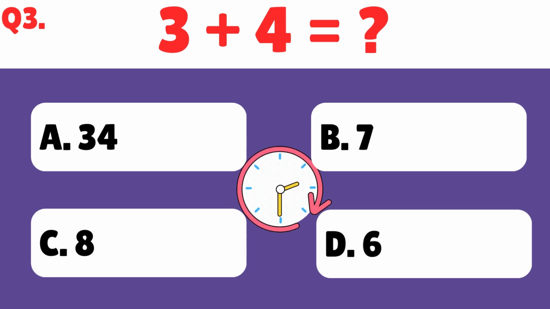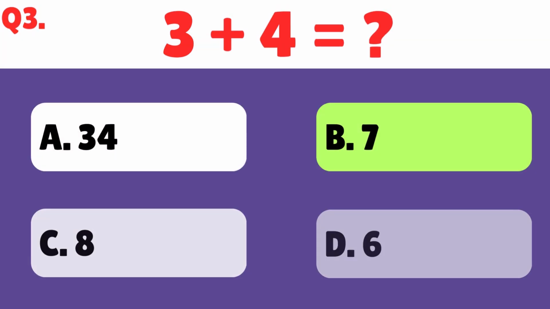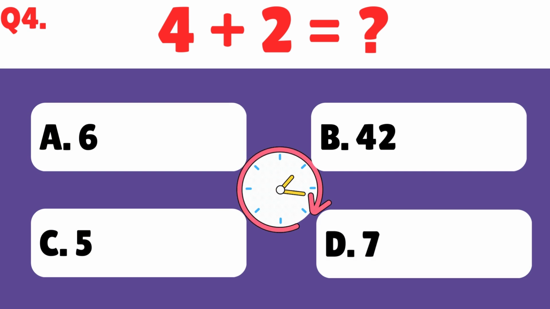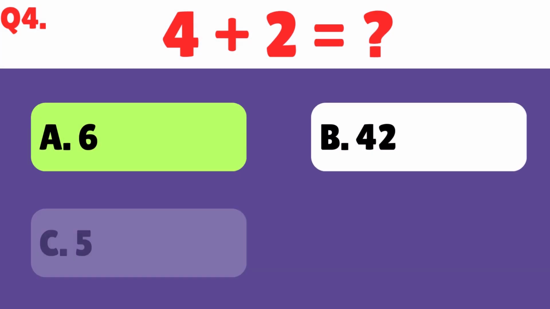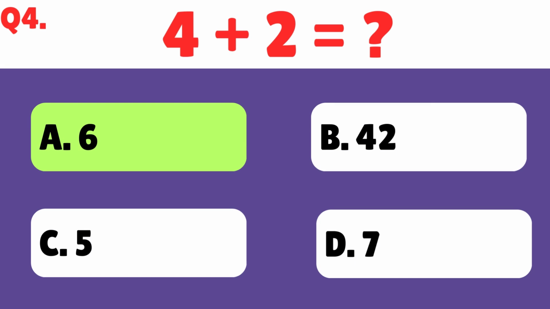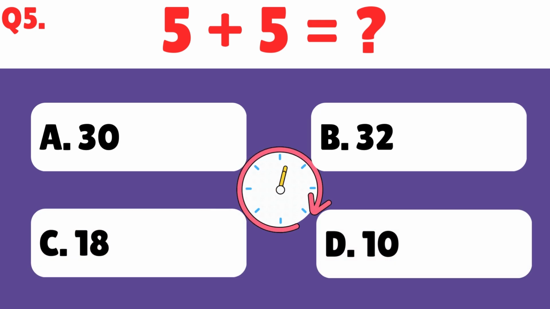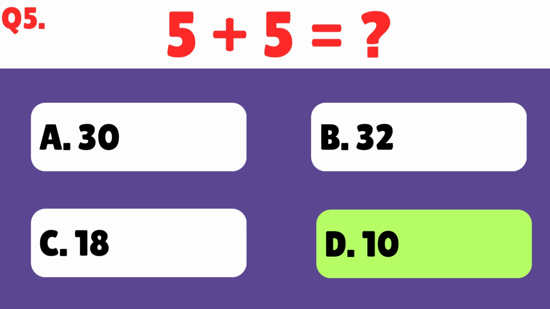3 plus 4. 3 plus 4 is 7. 4 plus 2. 4 plus 2 is 6. 5 plus 5. 5 plus 5 is 10.